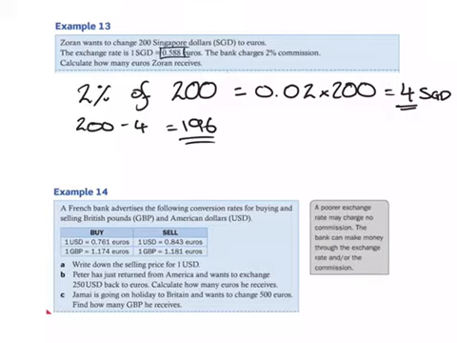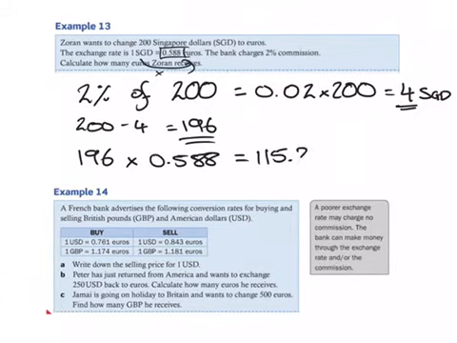using this exchange rate of 0.588. Now we're going from Singapore dollars to euros in this direction, so it's going to be a multiplier. So we take our 196 and times by 0.588, and that gives us an answer of 115.25. Now, to my mind, that makes sense.